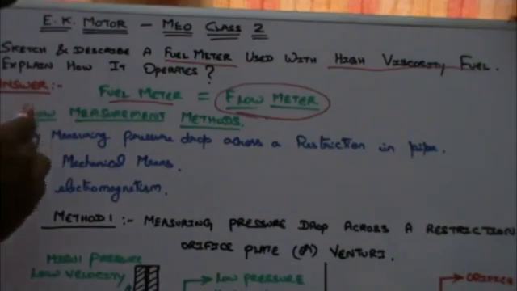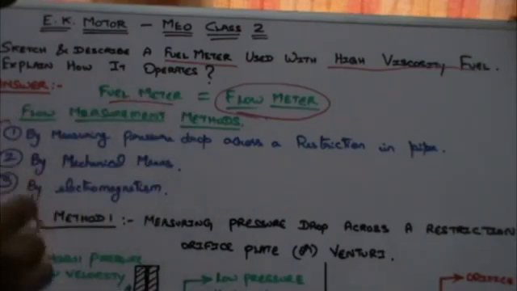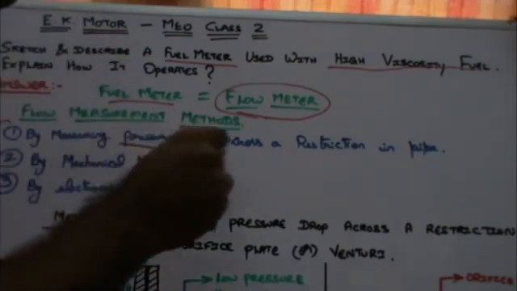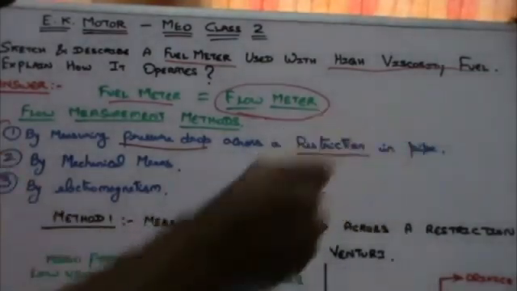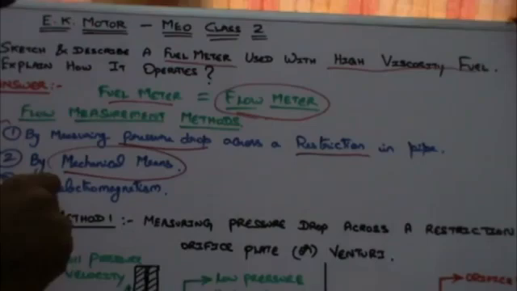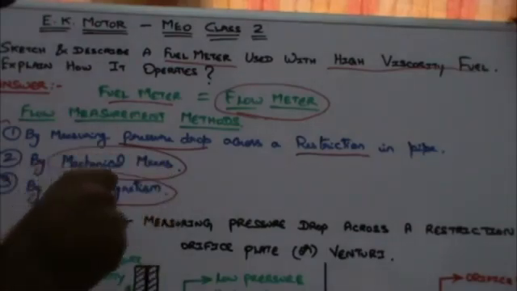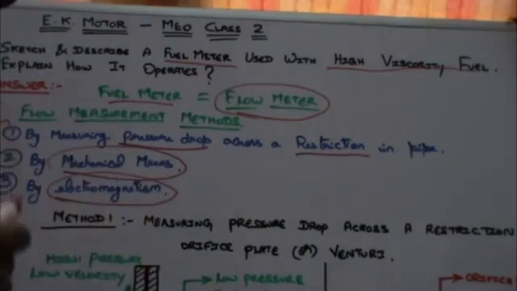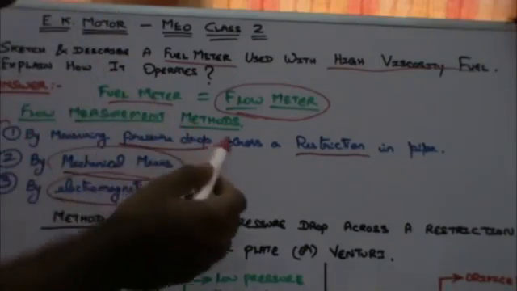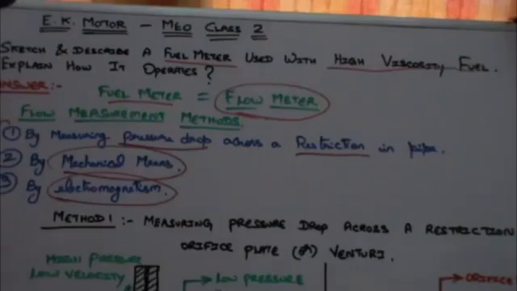Now let's see the flow measurement methods. There are three basic methods of flow measurement. Number one, by measuring the pressure drop across the restriction in a pipe. Number two, by mechanical means. And number three, the recent electromagnetic types. Let's now understand the first method, measuring the pressure drop across a restriction in a pipe, which is either an orifice plate or a venturi pipe.